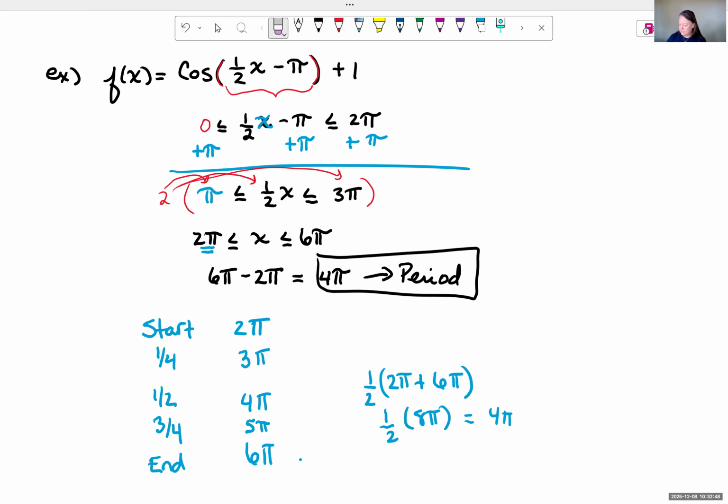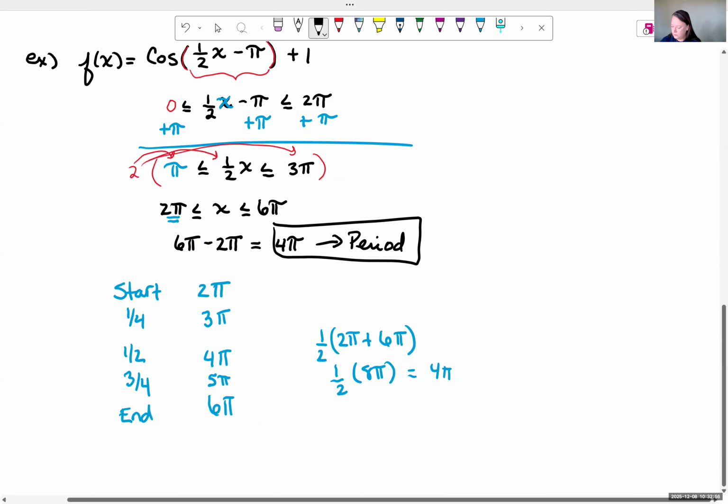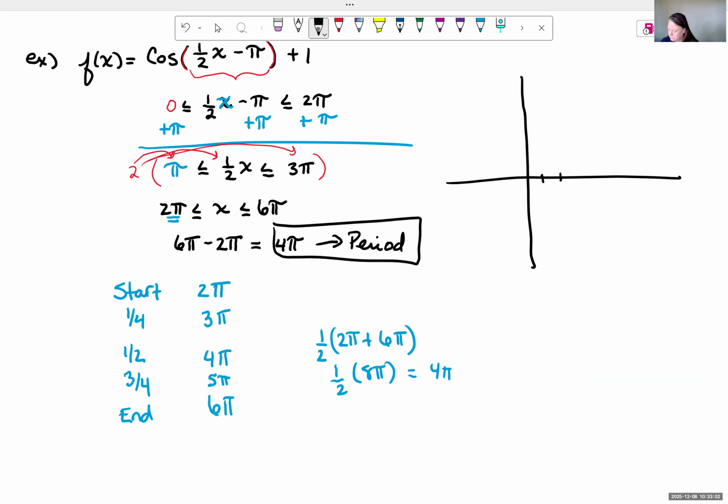Okay, that's going to make it so much easier to graph this, that we have the start and end of one period. So let me just write that on the graph. Okay, so I'm going to just do 2 pi. I probably should make them a little bit further apart. Let's do that.